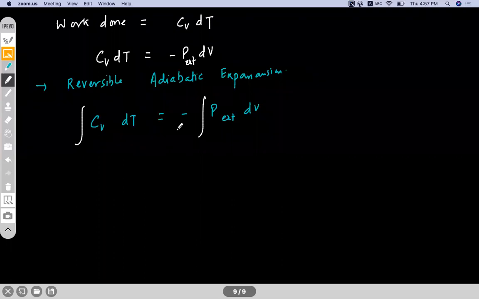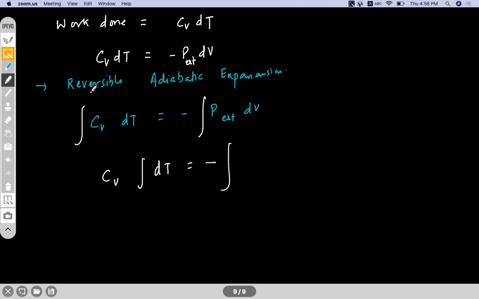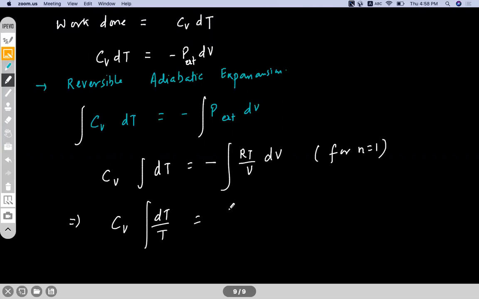Any doubt? If you understood this, after this we have simplification again. Any doubt, guys? Any one of you? No doubt? Correct. Cv is a constant, obviously, so Cv I'll take outside. dT I'll write as it is. P we cannot take out because it is reversible. So it is RT by V for one mole, so for n equal to 1. I want you to solve this integration: dT by T is equal to minus R dV by V.